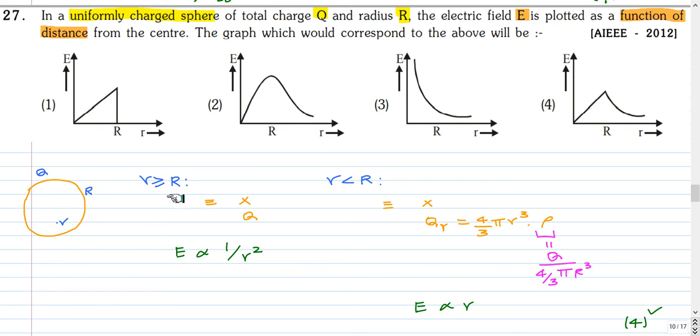So for points outside of this charge distribution, it's equivalent to a point charge located at the center, so the electric field will go as 1 by r square. And for points inside, it's as if it's a point charge located at the center, but the amount of charge will be the charge present inside this sphere of radius small r. So that charge will be 4 by 3 pi r cube into the charge density, and since it's a uniform charge density, the charge density will be q divided by the total volume. So the electric field will be this charge divided by the distance square. So r cube will cancel with r square and give r. So electric field will go linearly as r. Correct option is option 4.